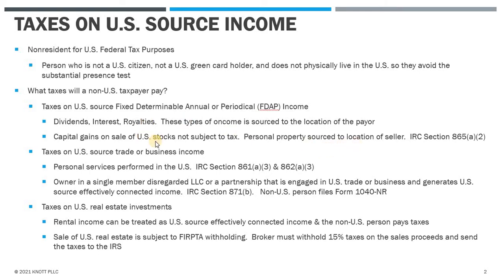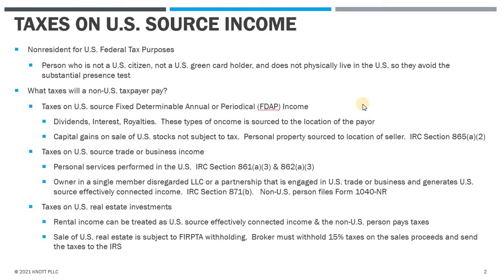So it doesn't matter that it's a U.S. company. If the seller in this case is a U.K. citizen, so let's say they're living and working in London, they're a U.K. tax resident. If they sell U.S. stocks, that's the sale of personal property. The source is going to be the U.K. It's foreign source income, and you can find that in section 865(a)(2). Okay, so that's briefly FDAP income, the U.S. tax issues for non-residents.